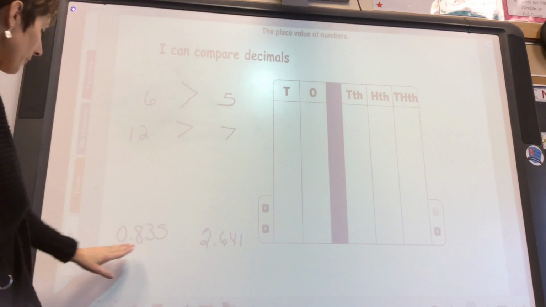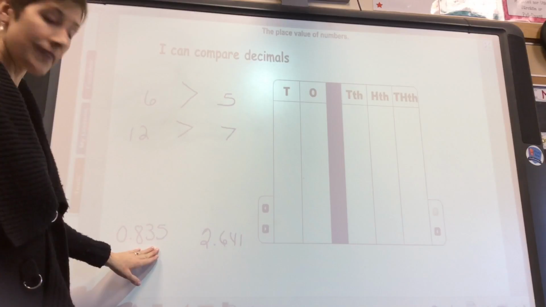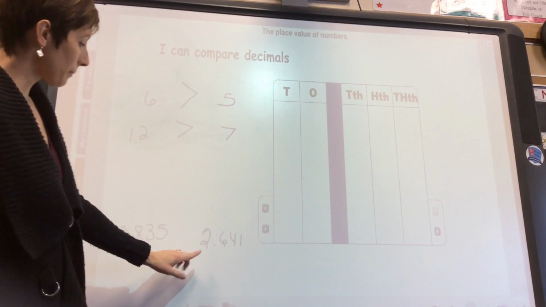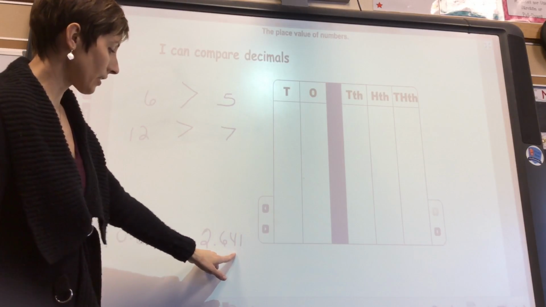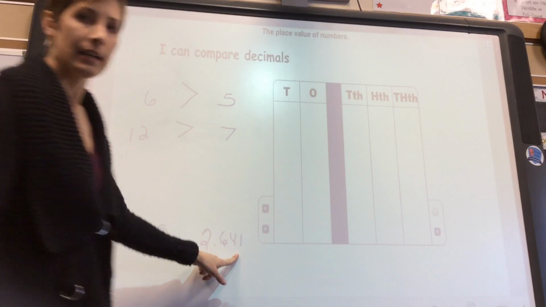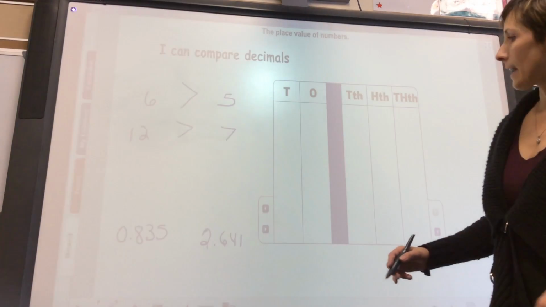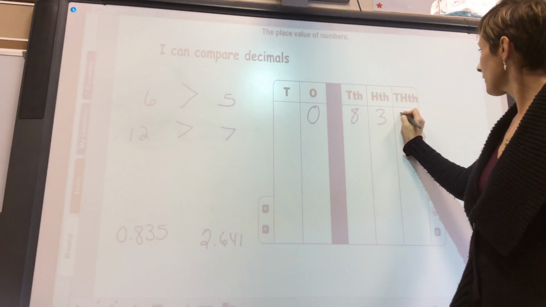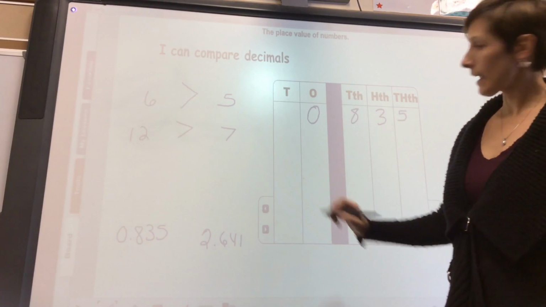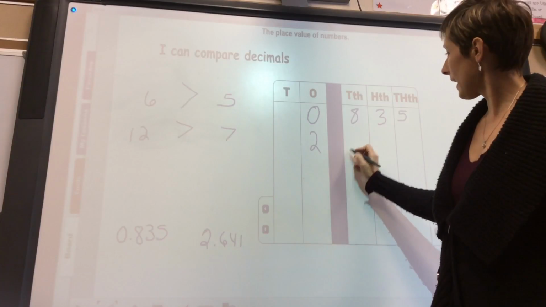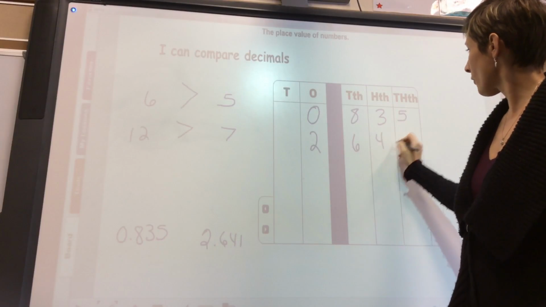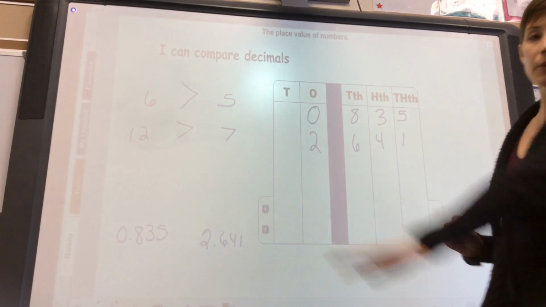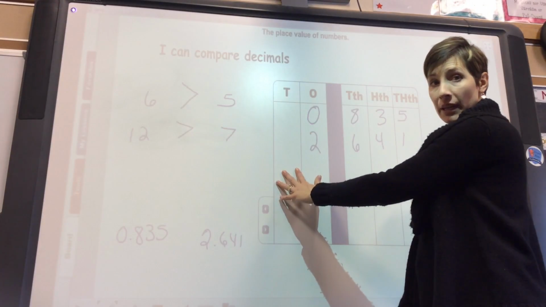We can take the number 835 thousandths and compare it to 2 and 641 thousandths. Now, I can simply plug these in on the place value chart. 835 thousandths, and we have 2 and 641 thousandths. Now we always start comparing at the greatest place value.